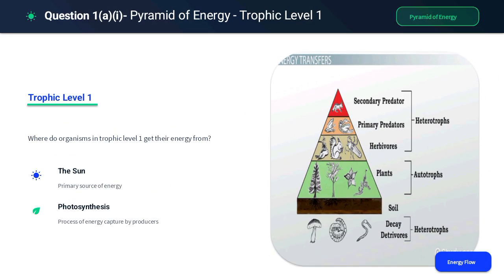Let's start with question 1. Part A, Part 1. Here we have a pyramid of energy, and we need to identify where organisms in trophic level 1 get their energy from.